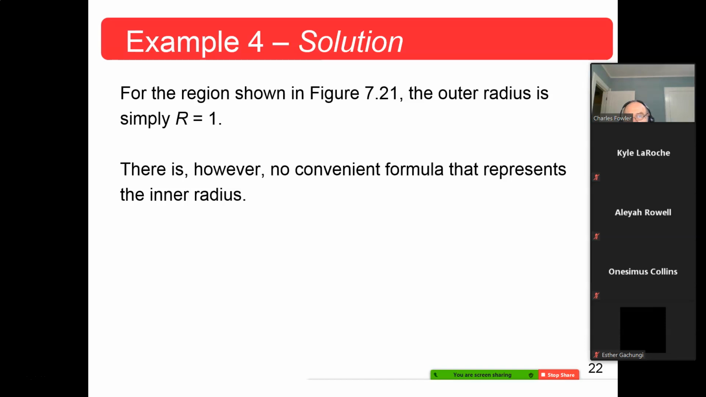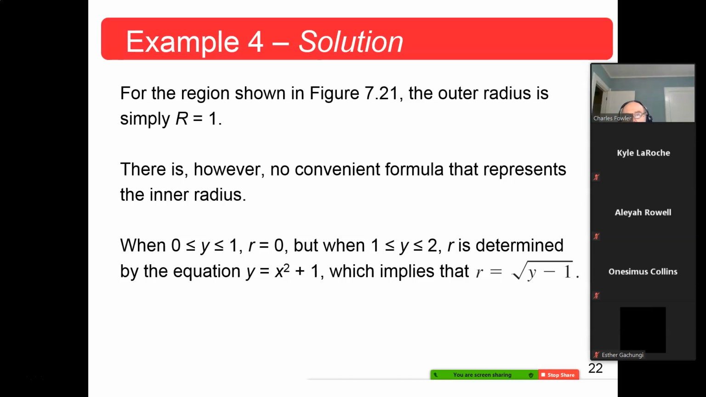There is, however, no convenient formula to represent the inner radius. When y is between 0 and 1, the inner radius is 0 because you don't have a washer, you have a disk. But when y is between 1 and 2, r is determined by this equation. So what we had to do was subtract 1 from both sides and then take the square root of that. So your x was equal to the square root of y minus 1. So that's your little r. Capital R is 1, little r is square root of y minus 1.